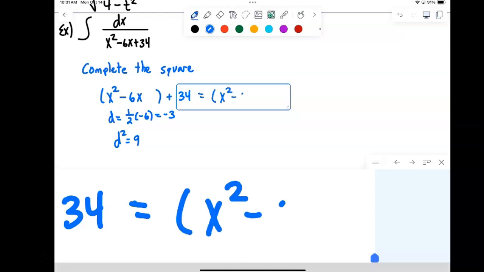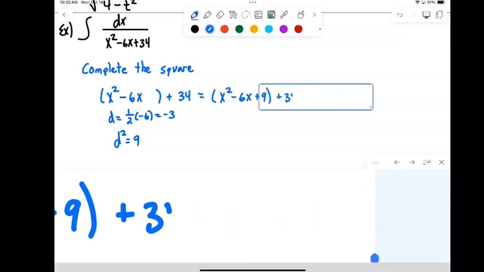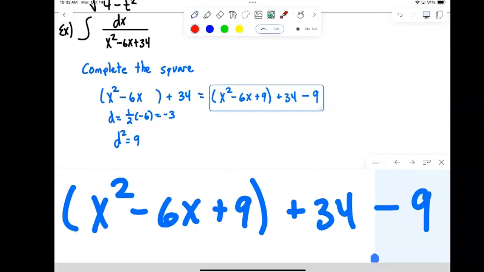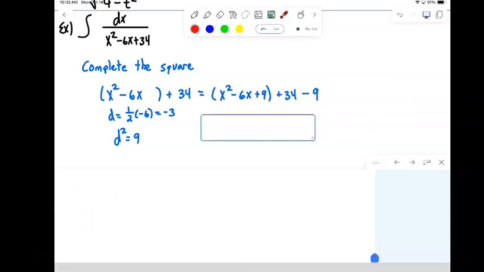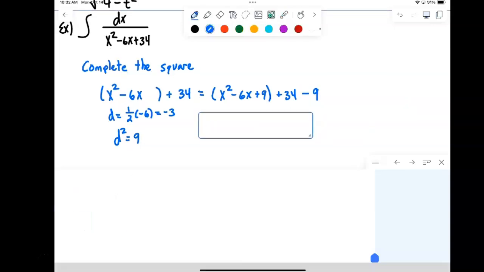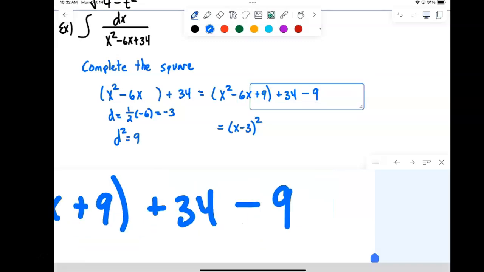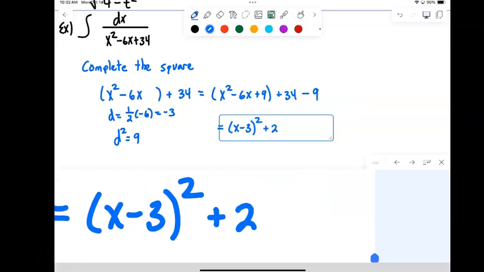So I do that, x squared minus 6x plus 9. And then I account for that by undoing it on the outside. So what I'm essentially doing here is adding 0 to the equation. But I'm adding 0 in a creative way so that we're able to go through the process. And then this will factor as x minus 3 quantity squared, and 34 minus 9 makes that plus 25.